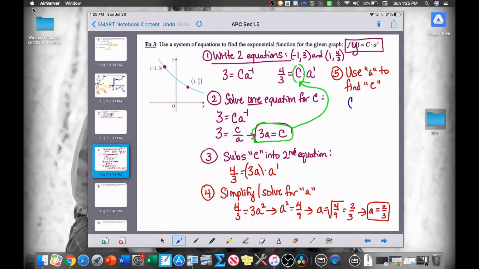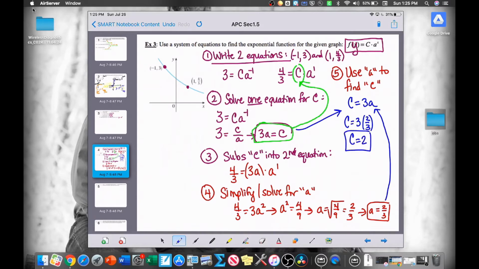So I know that c from right here was equal to 3a. So now I'm going to take my a, which is 2/3. So c is equal to 3 times 2/3. Well, 3 times 2/3 is just 2. So I get c equals 2.